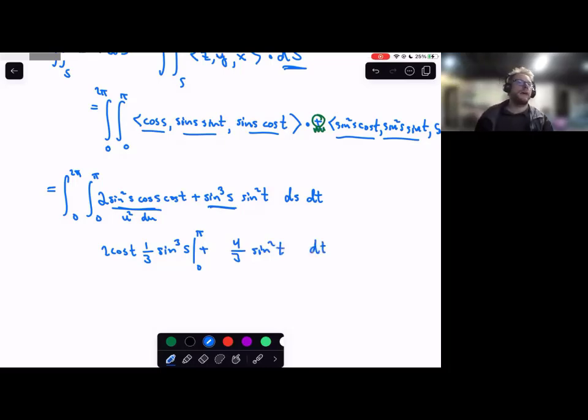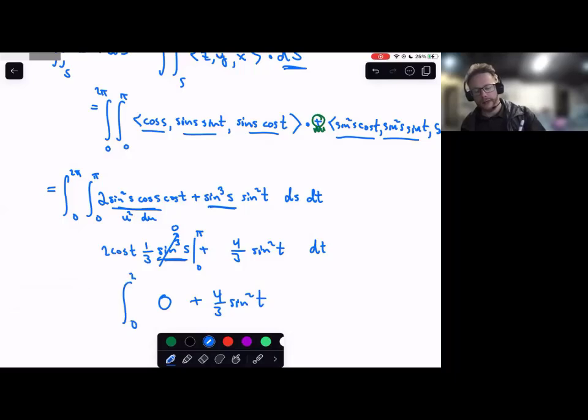So if I was to go ahead and plug in for my first one, s's range from 0 to pi, well, sine of pi is 0 and sine of 0 is 0. So actually, this is just going to be 0 minus 0, aka 0. So this is just going to be 0 plus 4/3 sine squared t. I still need to evaluate out my t integral.